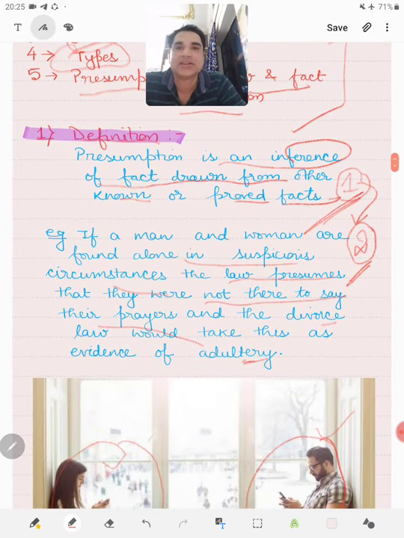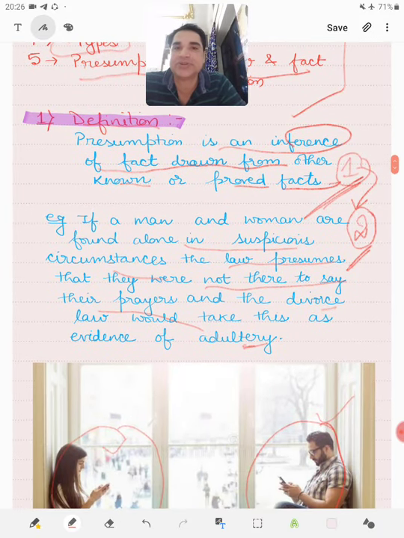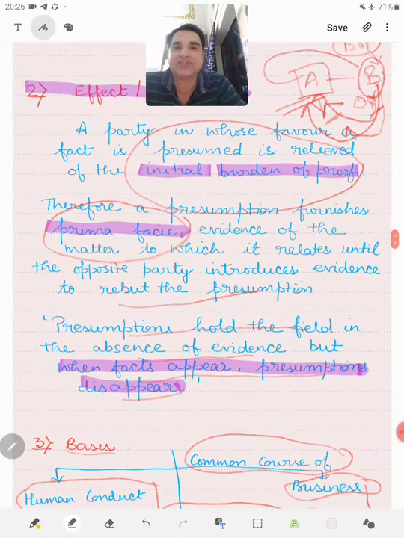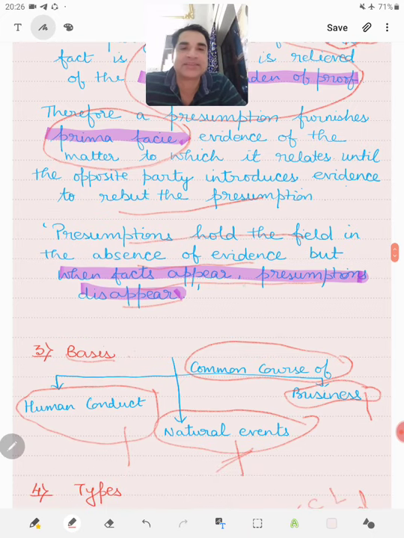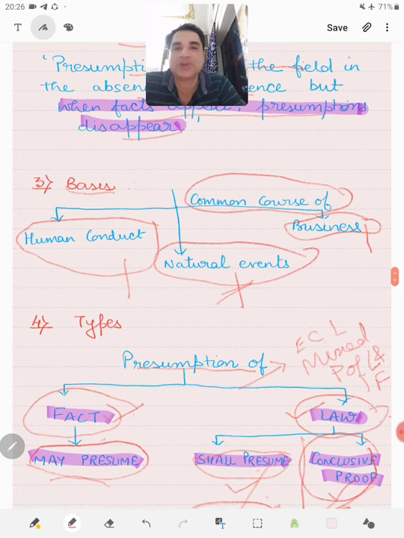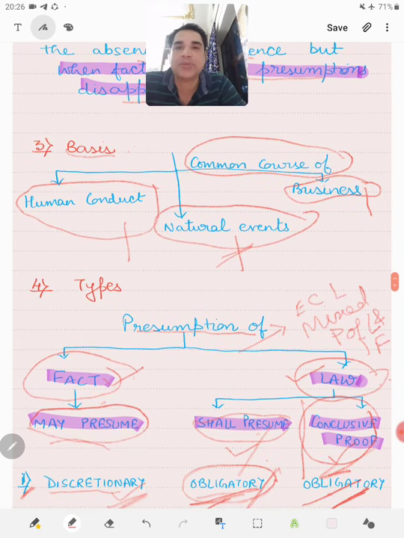The word presumption means that an inference can be drawn from a fact which is known or proved. The effect of it is that there is a shift of initial onus of proof in favor of the party in whose favor the presumption is made. So prima facie, presumption furnishes evidence. But once the facts appear, presumption disappears. The basis of presumption is the common course of human conduct, natural events, and business.